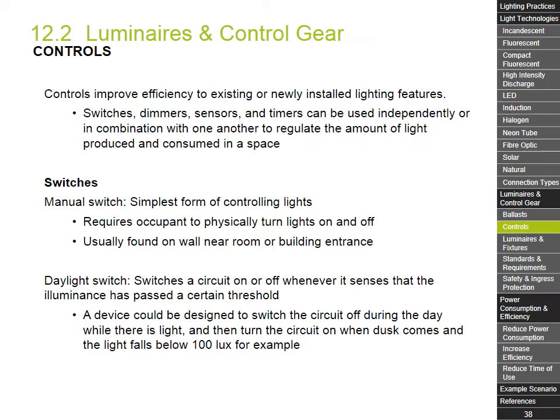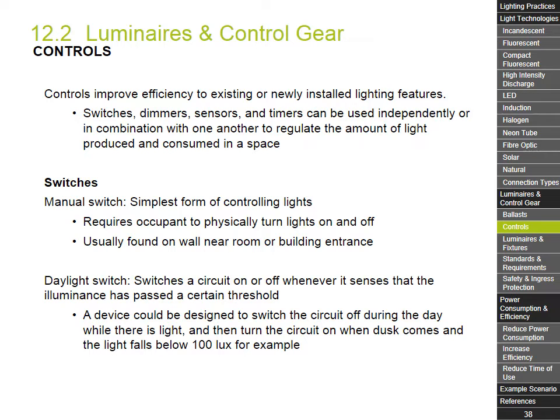Switching. A manual switch is usually found on a wall near the entry to a room or building. However, this is not always the case. It is the simplest form of controlling lights and requires the occupant to physically turn the lights on or off when they enter or leave. Due to this nature, the usage patterns of the lights can be difficult to predict, as each occupant may place different importance on whether the light is left on while the room is unoccupied.